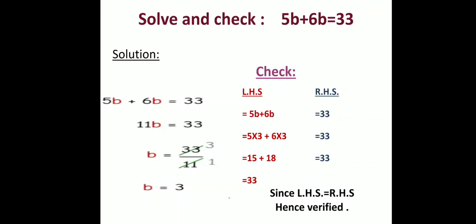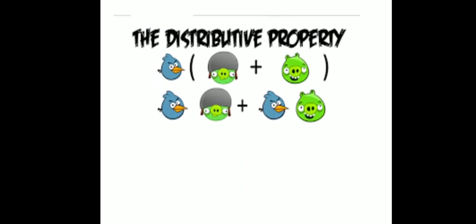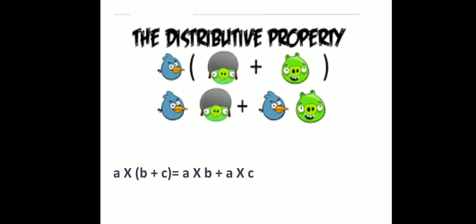Now we will be discussing distributive property. A into (B plus C) is equal to A into B plus A into C. We'll be applying the distributive property in the next sum, that is 6 into (a minus 1) equal to 3 into (a plus 4). Here I'll be applying the distributive property on both sides of the equal to sign.